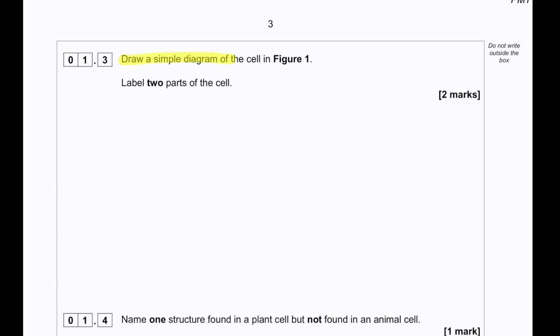Draw a simple diagram of the cell in figure 1. Label two parts of the cell. When we are asked about a simple cell diagram, we will always need to consider drawing the cytoplasm along with it. Guys, avoid drawing a perfect circle. So we will draw a cell that closes on itself. We're going to draw a circular structure inside which is going to close on itself, which we'll refer to as the nucleus, and then we can do some labeling.